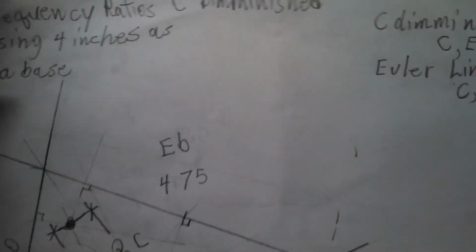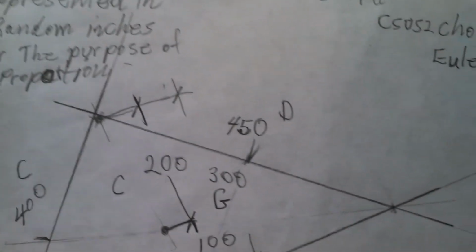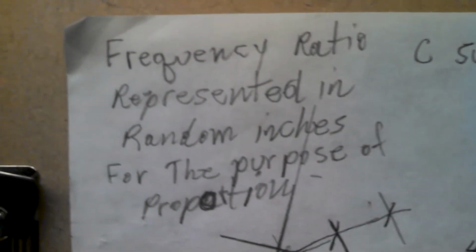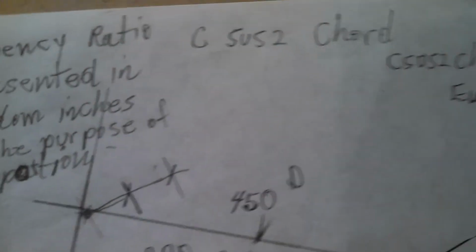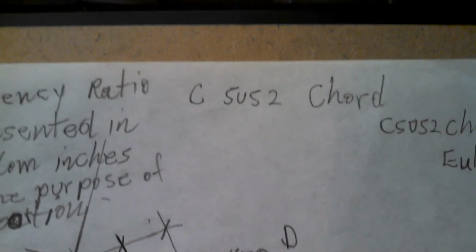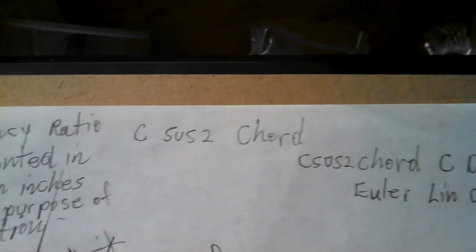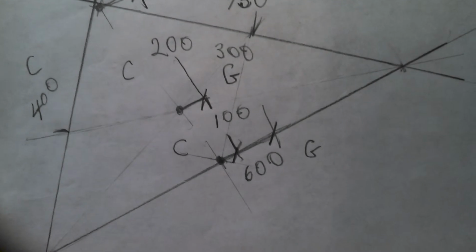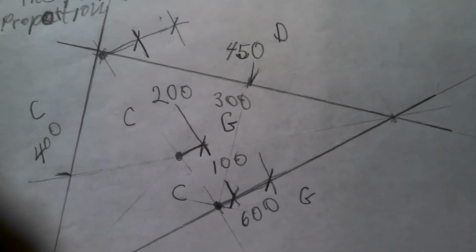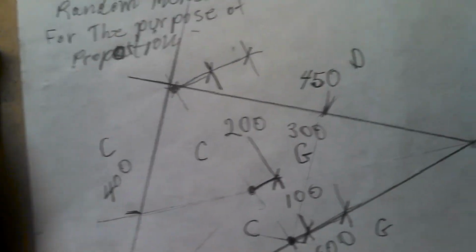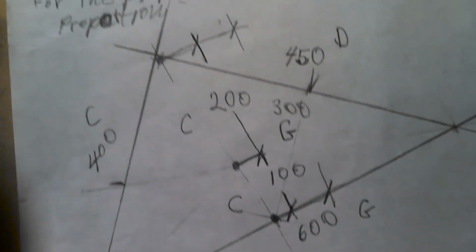Okay, then I've got frequency ratios represented in random inches for the purpose of proportion. So I've already said some of this, but here I wrote it down a little more extensively. C sus2 chord is a C, a D, and a G. Okay, those are the numbers: 400, 4 inches, 4.5 inches, and 6 inches.